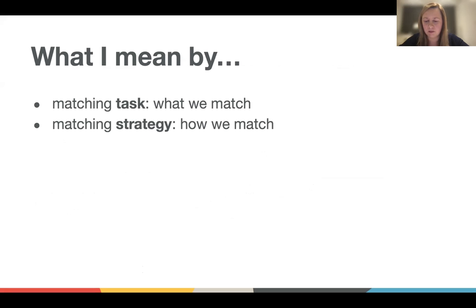What we match, we call a matching task. So for example, citation matching is a matching task, and affiliation matching is also a matching task. Matching strategy is how the matching is actually done. And we can, of course, imagine multiple strategies available for a specific matching task.